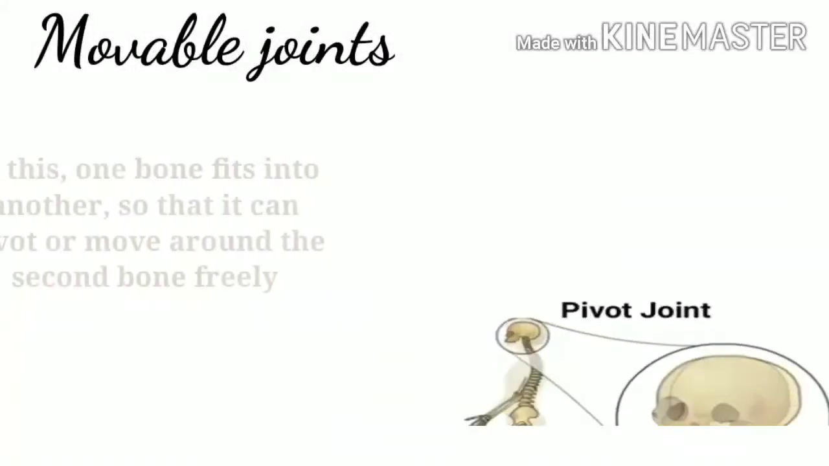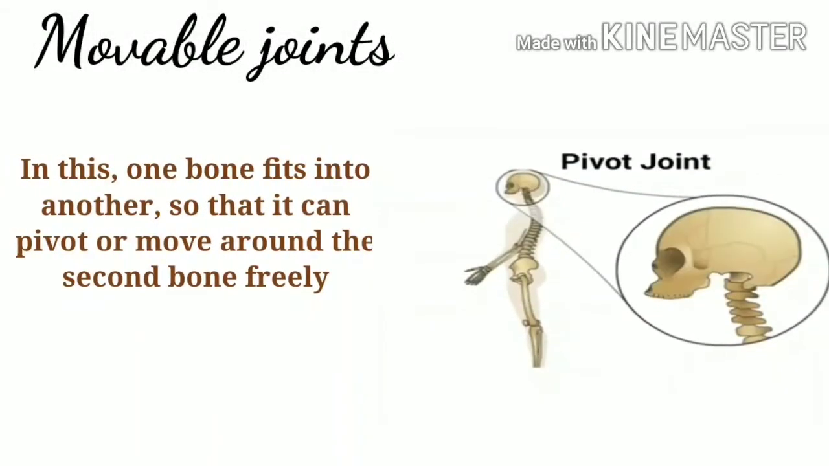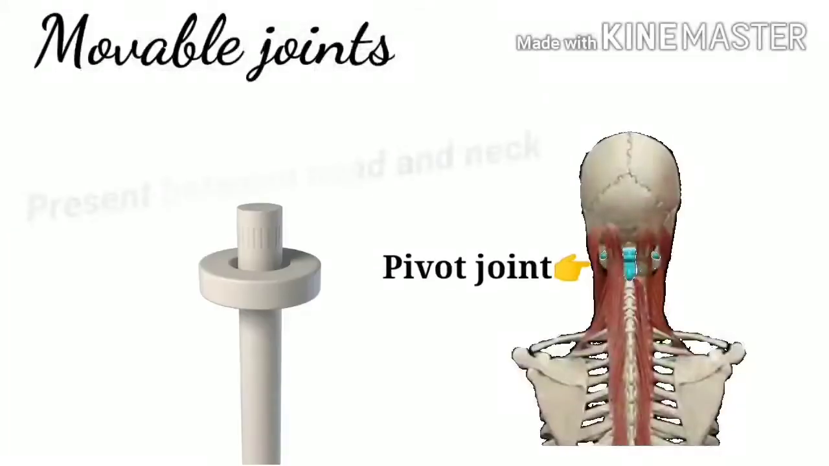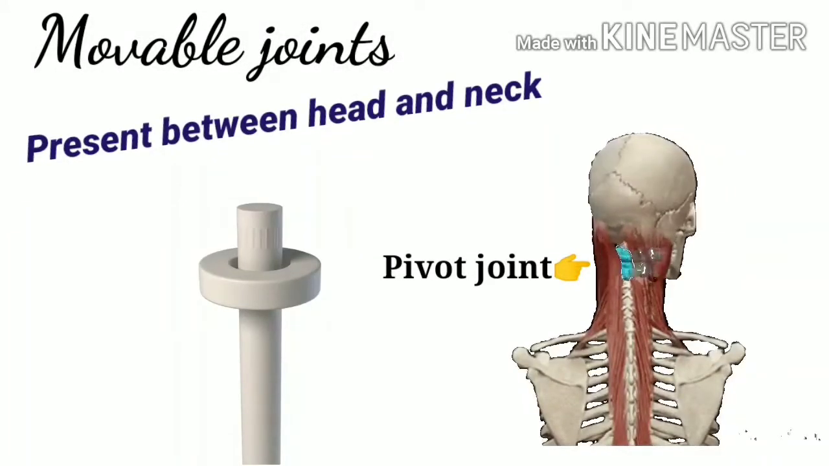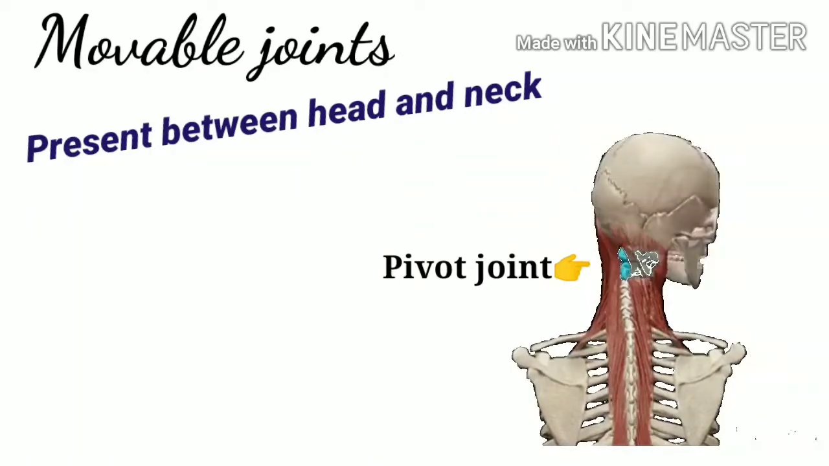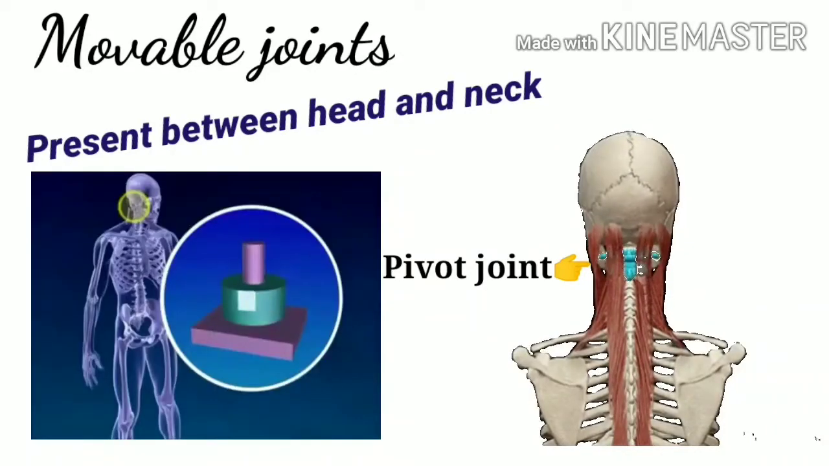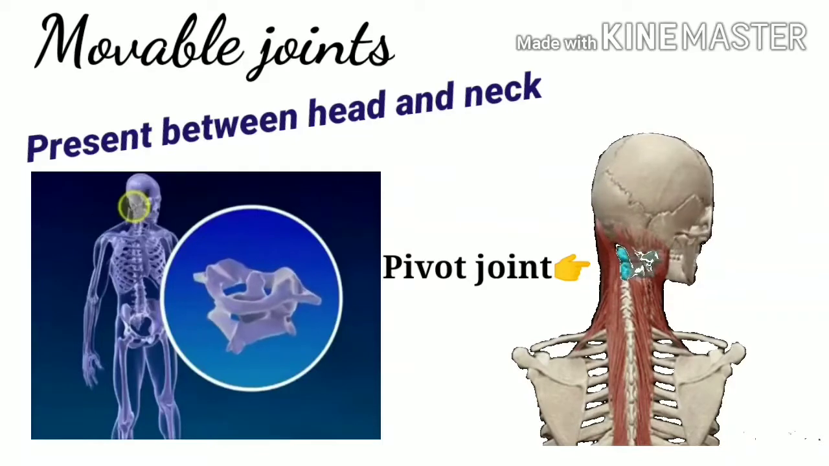Third type of joint is pivot joint. In this, one bone fits into another in such a way so that it can move around the second bone freely. Pivot joint is present between the head and the neck. You can see in the video how the head is moving freely.